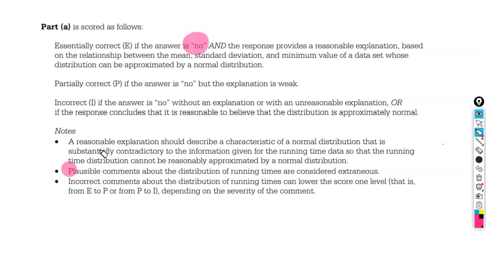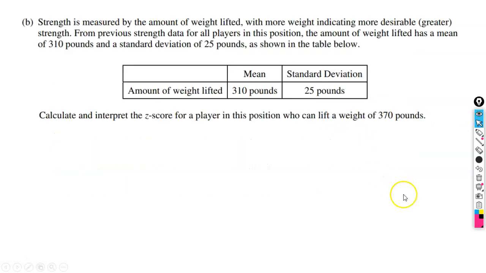Now partial would be you said no, but you didn't explain it very well. You said no because it doesn't look normal, or you said no with no explanation, or it's unreasonable, or you didn't support why. Let's go to part B.